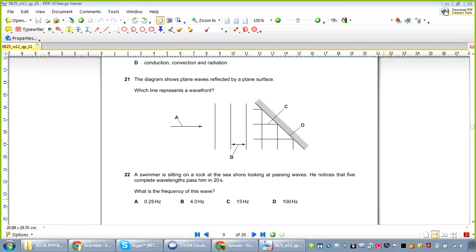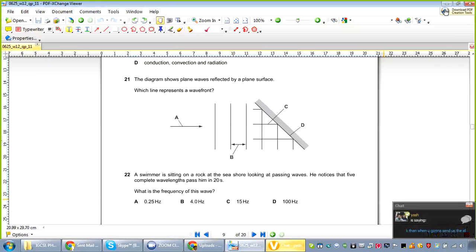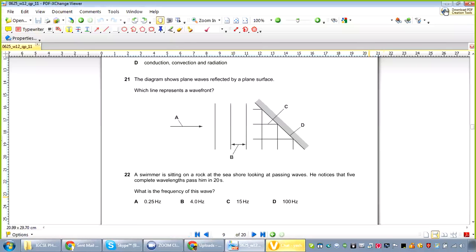22. A swimmer is sitting on a rock at the seashore looking at passing waves. He notices that 5 complete wavelengths pass him in 20 seconds. What is the frequency of this wave? 1 minute. Equal that.